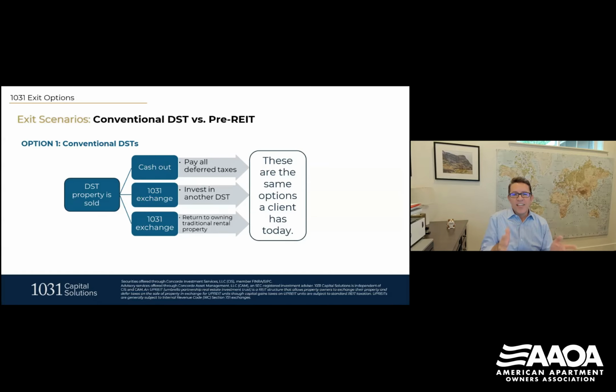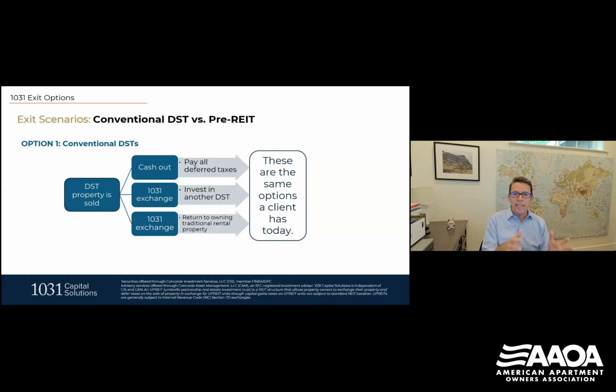Okay, let's finally get to the heart of the matter, which is the difference between the conventional DSTs and what I call pre-REIT properties. Now, for the first 10 years of 1031 DSTs, they all had the same outcome. The sponsor, which is what we call the big real estate companies that put these deals together, would sell the property on behalf of the DST investors, usually after 6 to 8 years, and the investors could either cash out, 1031 exchange back in traditional real estate, or 1031 exchange into another DST, which is what the vast majority of people do.